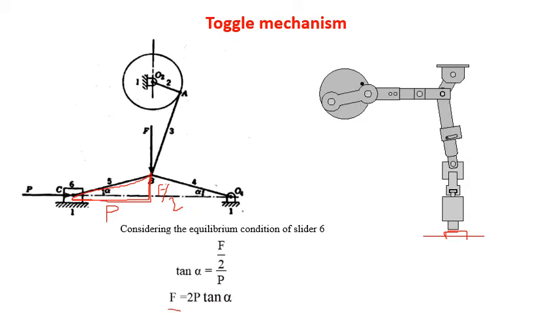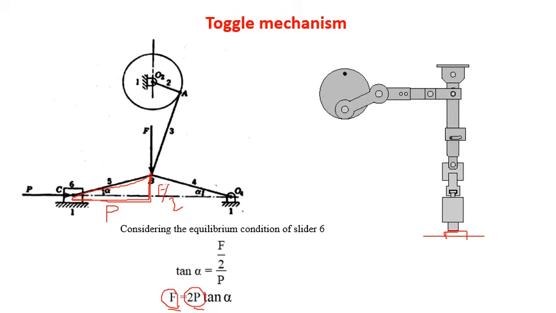Here F represents the effort, whereas P represents the resistance. So this equation says that a small effort is enough to overcome the large resistance. Two times the resistance can be overcome by using a small effort.